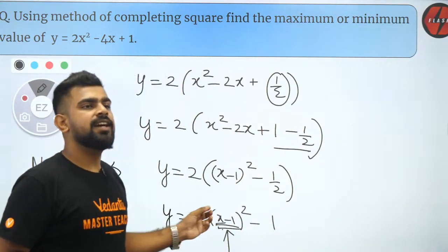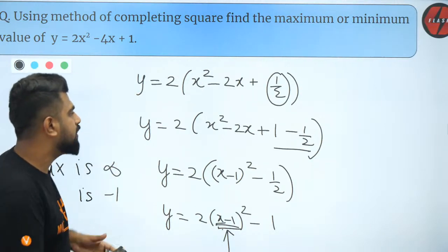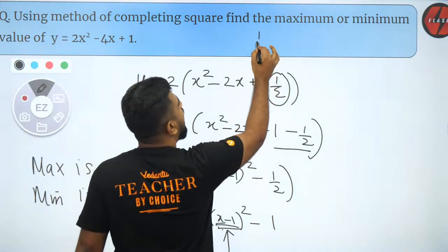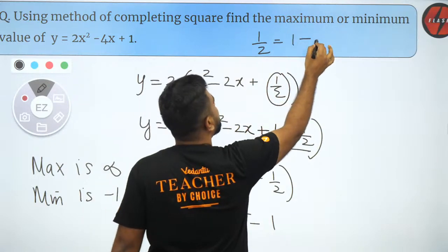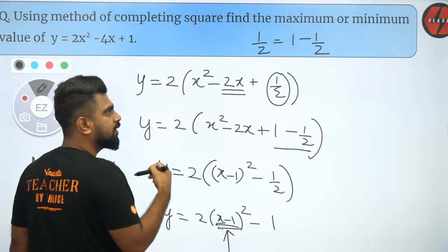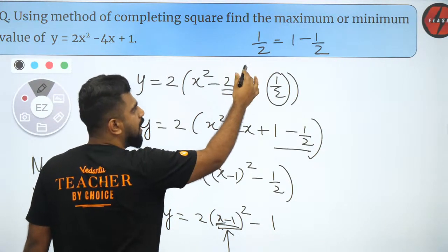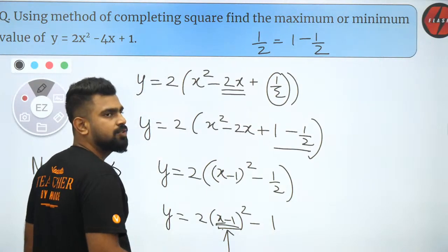How many of you are here with me? Kamakshi is asking, sir, second step, can you please repeat? So I wrote the half, Kamakshi, as 1 minus half, because we want to complete this square now. If I want to complete this square, I need to add 1 and subtract 1. So that is what I did.